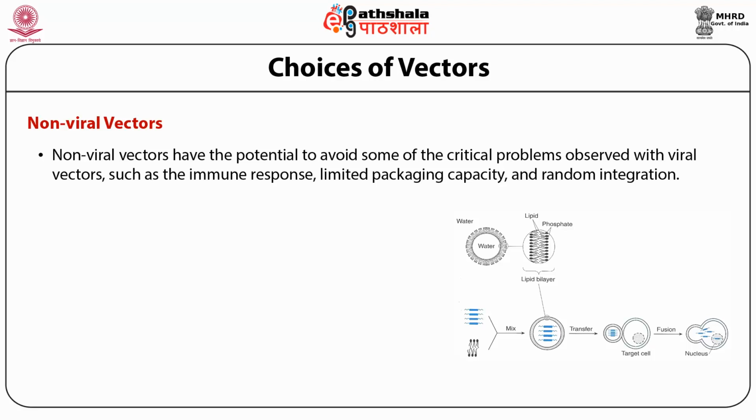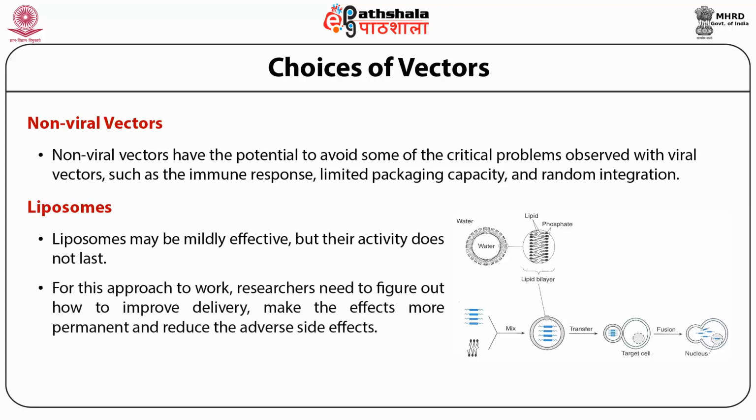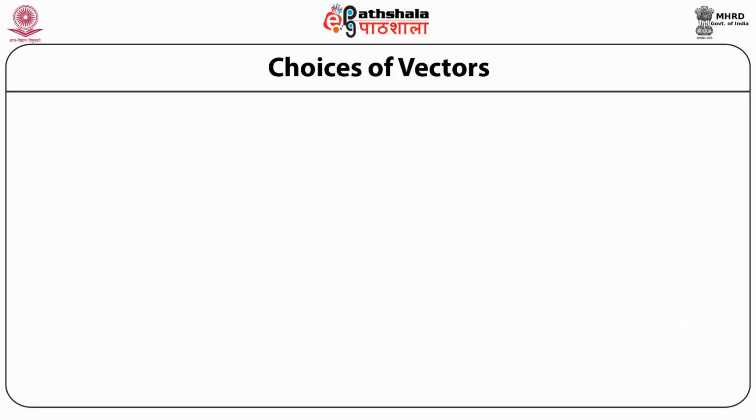The first type of non-viral vector is liposomes. It may be mildly effective, but their activity does not last. For this approach to work, researchers need to figure out how to improve delivery, make the effect more permanent, and reduce the adverse side effects. So these are the liposomes which are at different stages of investigation. Till date, only cationic liposome-based systems have been tested in clinical trials, and that too in cystic fibrosis subjects. The second type of non-viral vector is naked DNA.